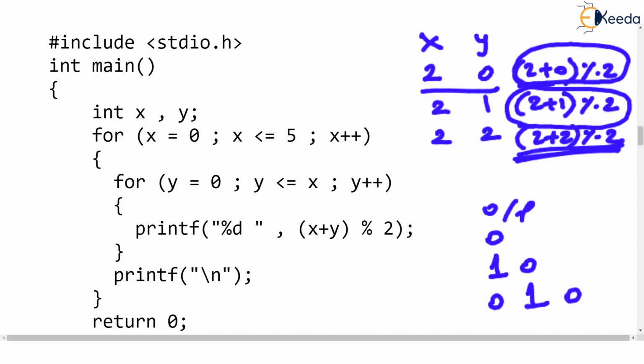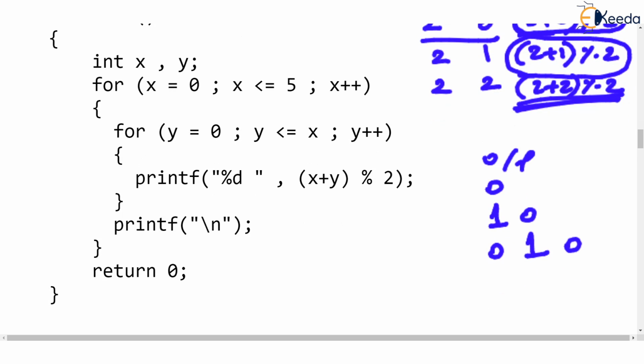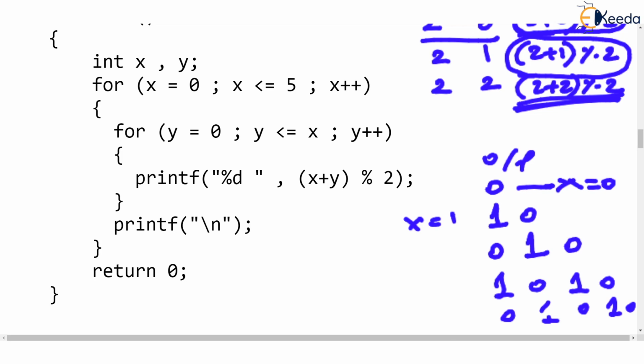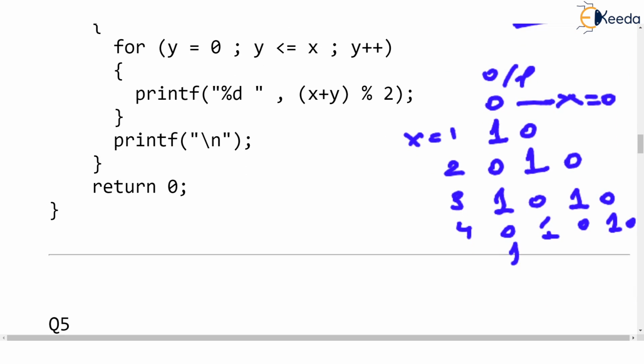That gives us enough idea that the next lines are going to be 1 0 1 0, and the next line is going to be 0 1 0 1 0, isn't it? This is when x is 0, this is when x is 1, x is 2, x is 3, x is 4, and when x becomes 5, the output will be 1 0 1 0 1 and 0. This is the output due to this.